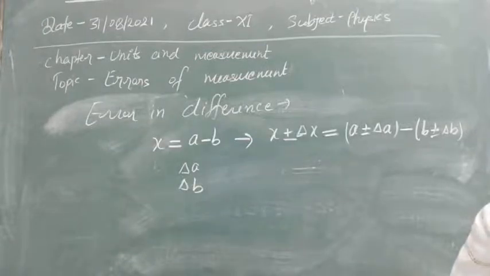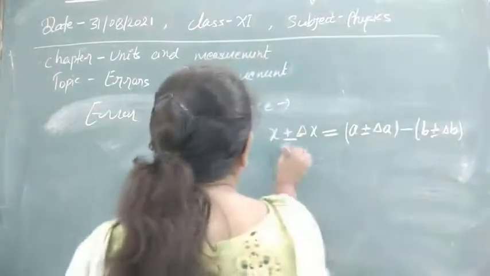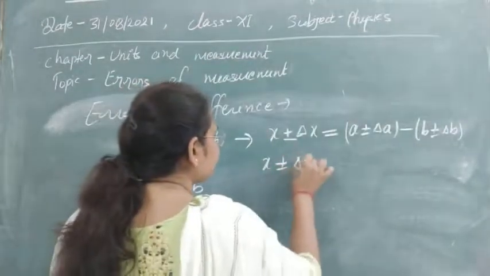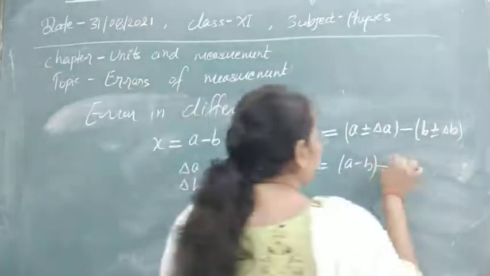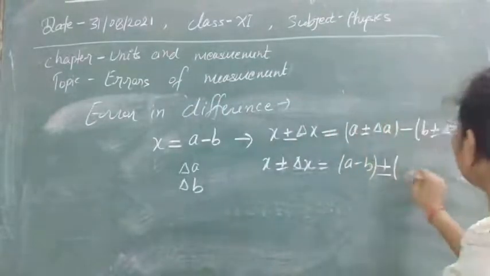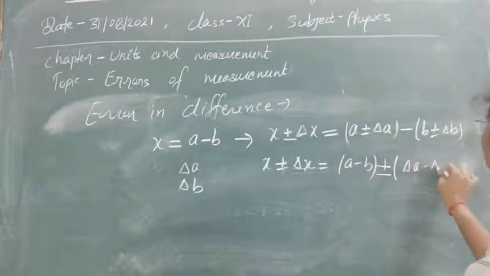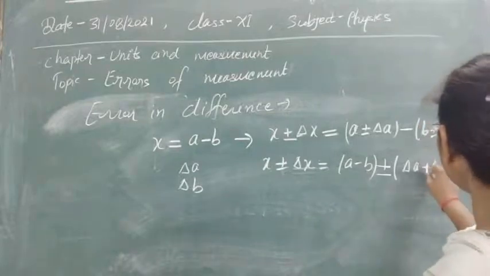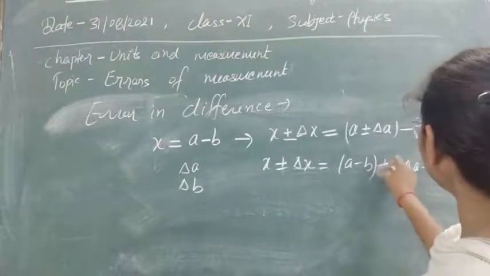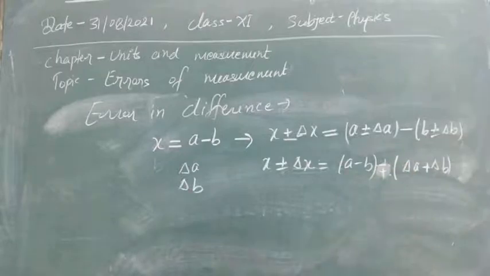Now let's take x plus or minus delta x. This is equal to a minus b, taking one side, then plus or minus delta a minus delta b. I think this is now clear. Next, you will have two possibilities: you can write a positive sign, and with that this quantity will be a negative quantity. In this way you can write this as well.